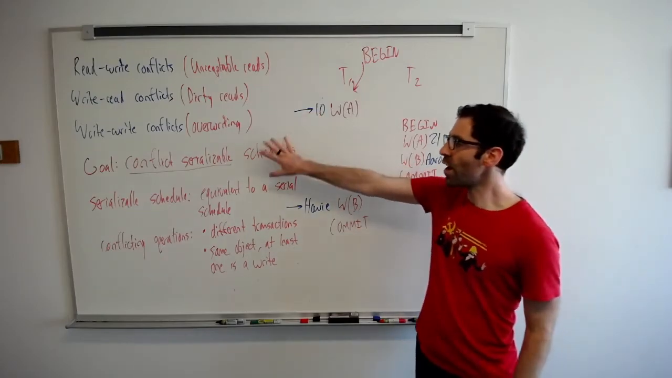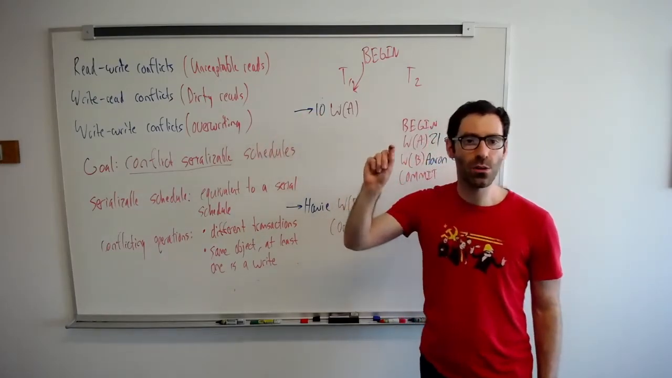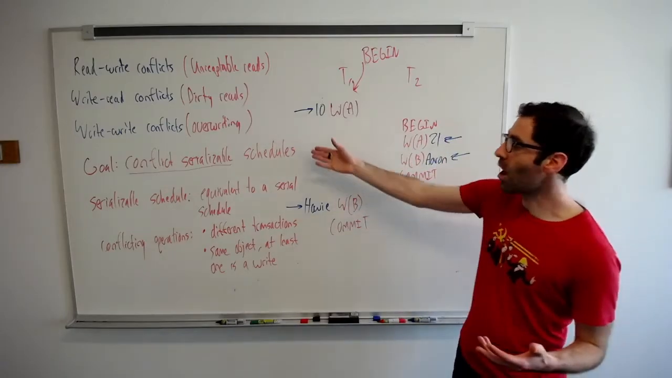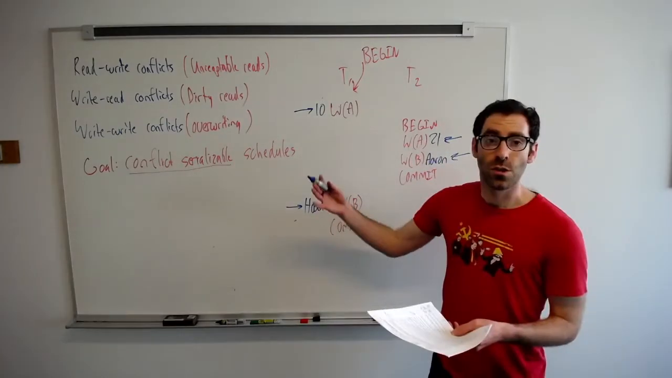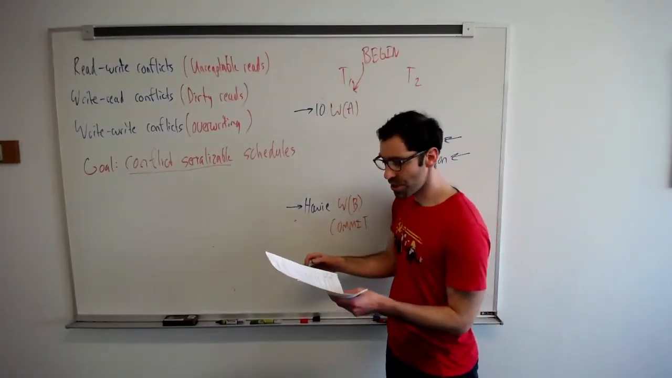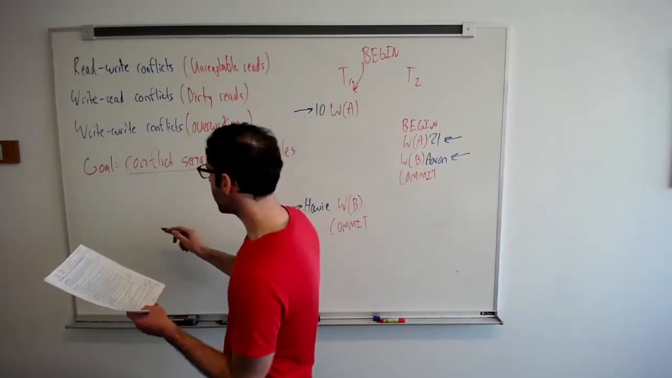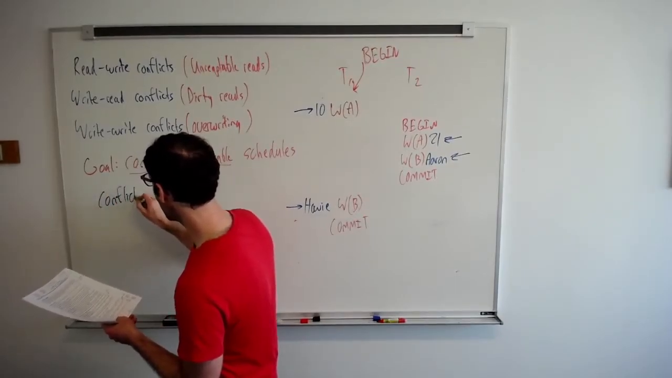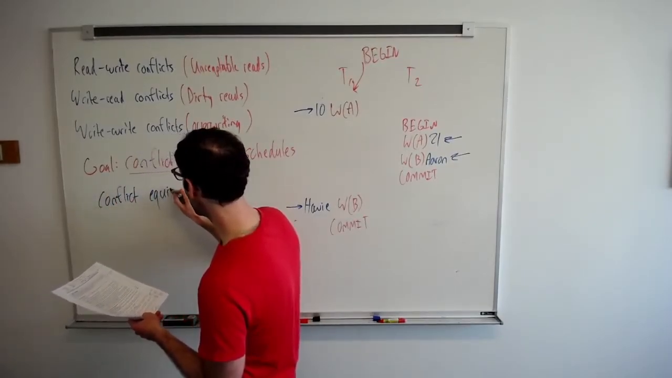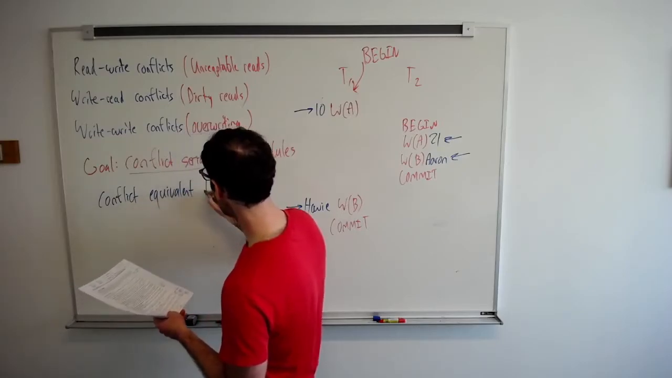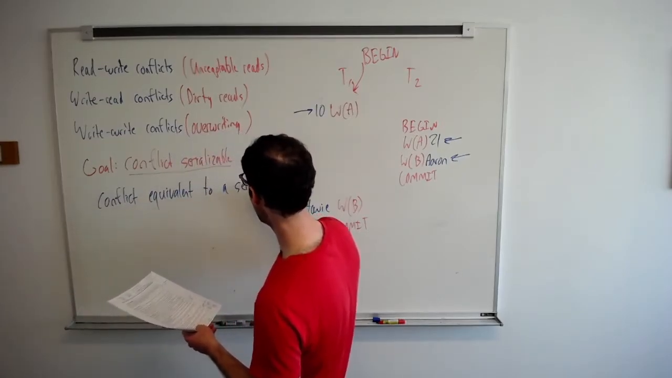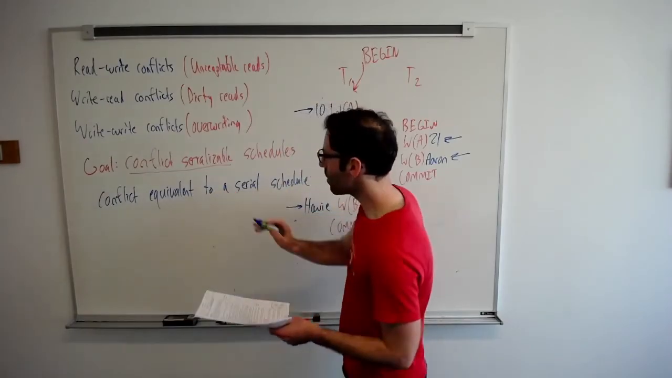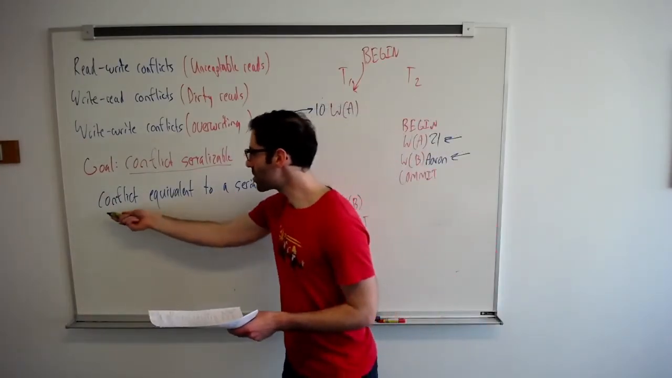But for now, we just want to establish how we know, given a schedule, whether it is correct, whether it is conflict serializable. So for a schedule to be conflict serializable, it needs to be conflict equivalent to a serial schedule.